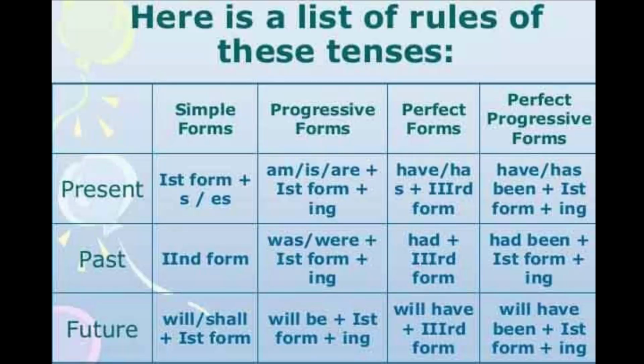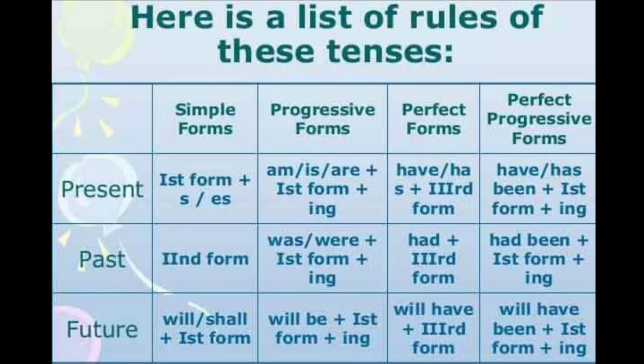If we start from present simple, we use first form of main verb in present simple and use s or es in the cases of he, she or it. While in present progressive we use am, is, are as auxiliary verbs, and we use first form plus ing, which means present participle form, or in simple words fourth form.